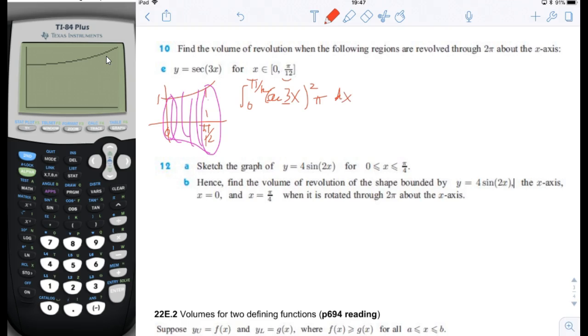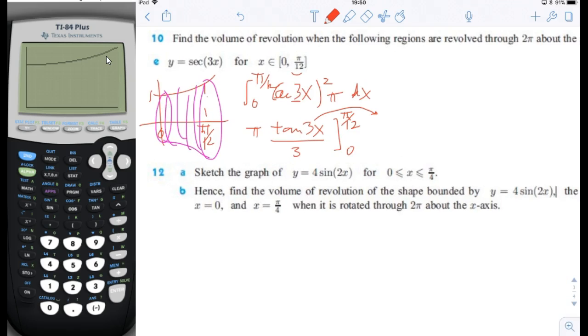So, let's go ahead and guess our integral. I'm going to say it's pi times tangent 3x, divided by 3. Let's see if that works. I'm going to take the derivative of tangent 3x. That would give me pi over 3 secant 3x squared, and then the chain rule on 3x gives 3, and the 3's cancel out, and that's exactly what I should have gotten, so it's fine.